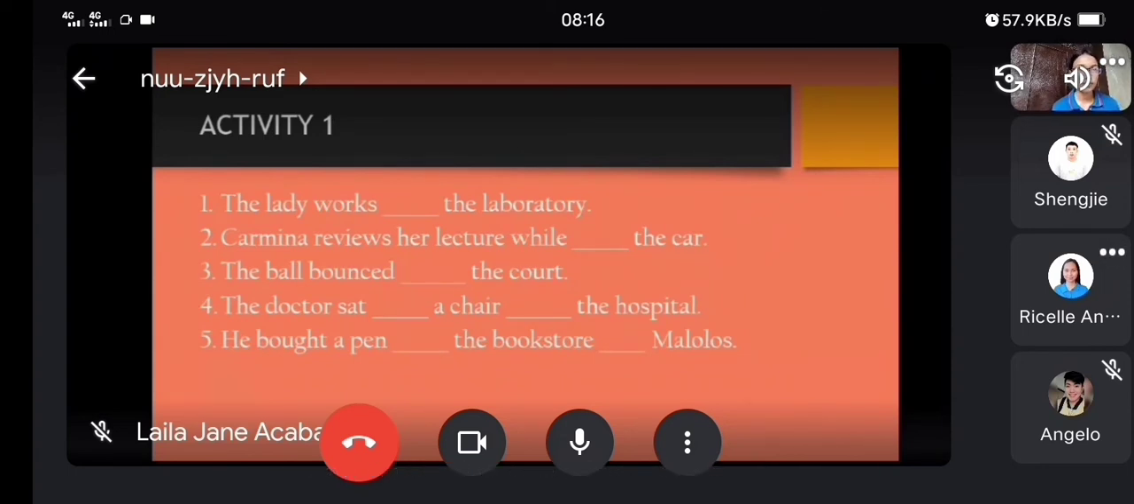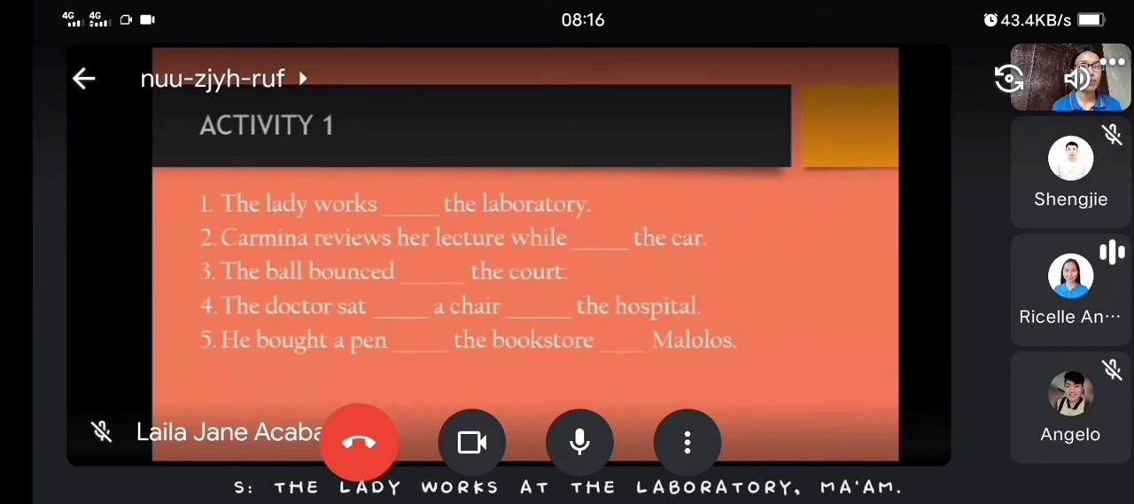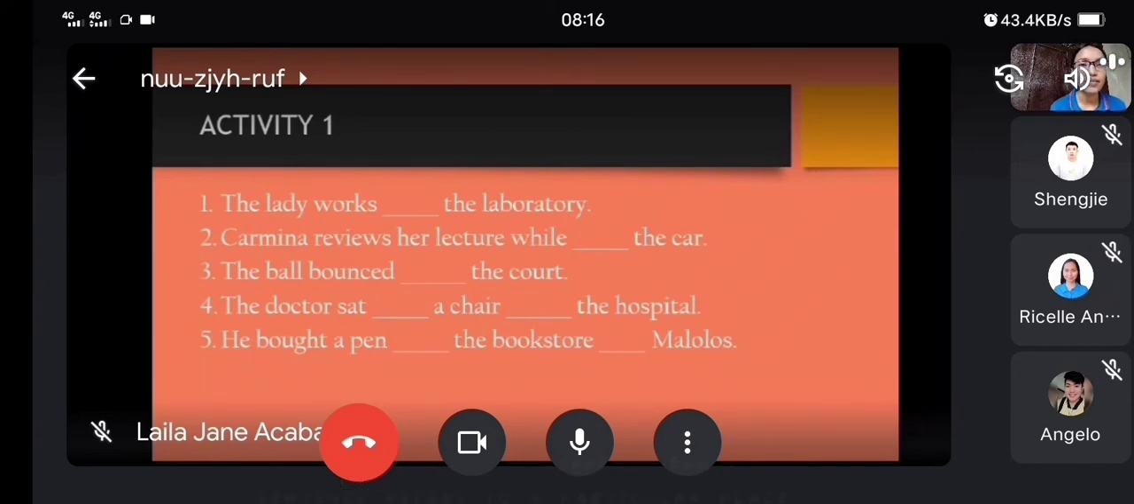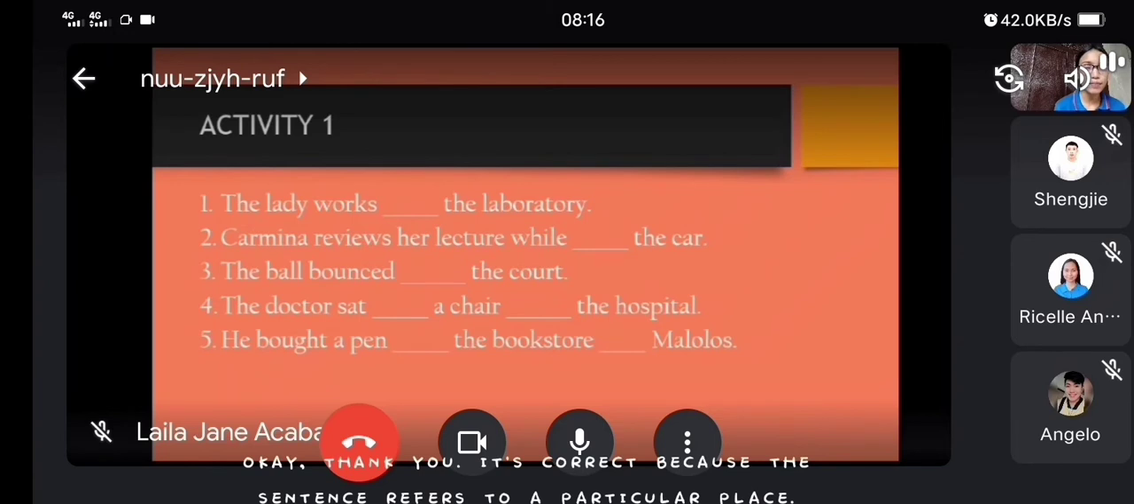Who would like to answer the first sentence? Volunteer, ma'am. Okay, Rizelle. The lady works blank the laboratory. I think it's at, ma'am. The lady works at the laboratory po. Okay, thank you. It's correct because the sentence refers to a particular place.